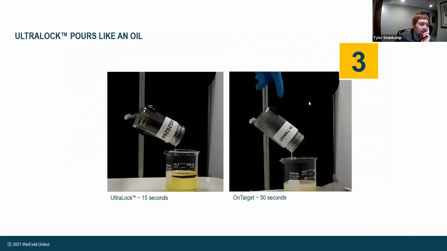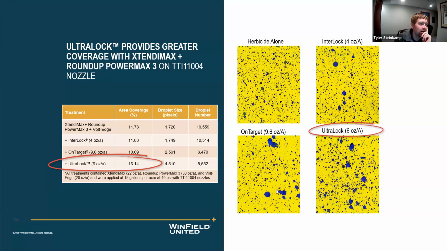The other thing that's really neat about it is it handles a lot better than those thickeners. So for example, this is a comparison of how quickly it pours out of a jar. Ultralock was within 15 seconds, or OnTarget took a total of 50 seconds to drop out of that jar. In addition, we do get overall better droplet size compared to the OnTarget.